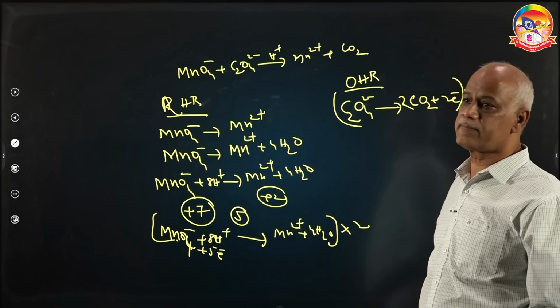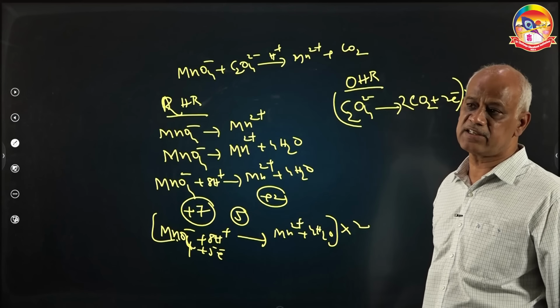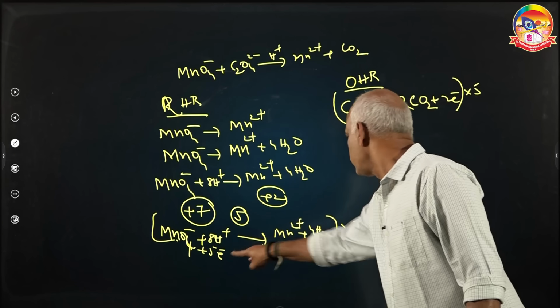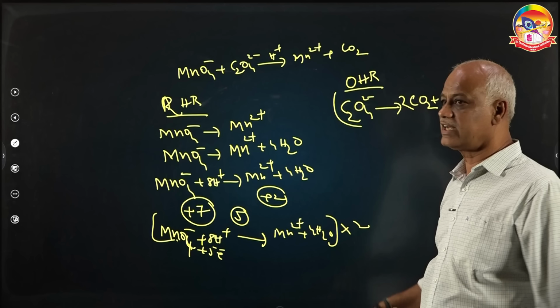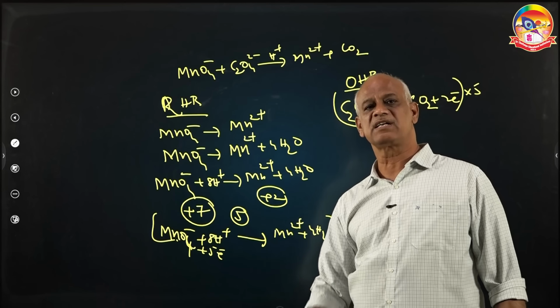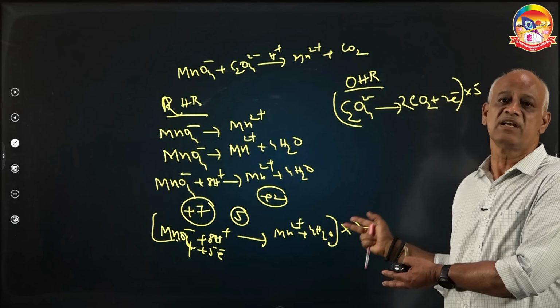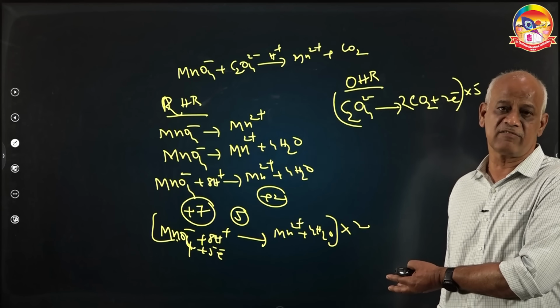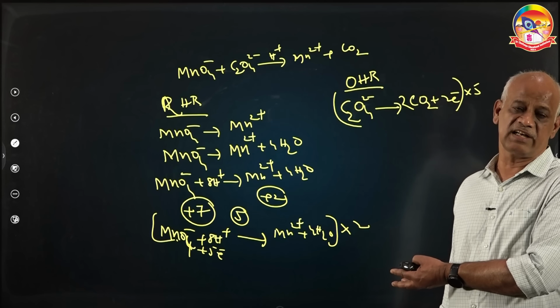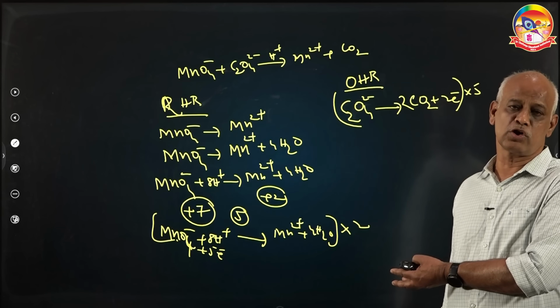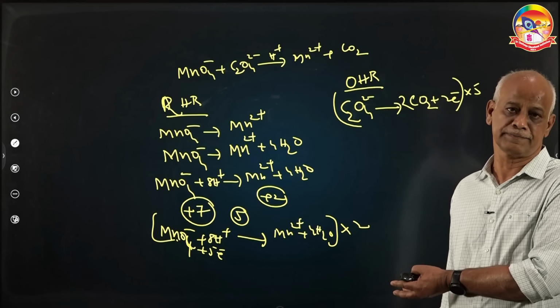How many total electrons are participating in the stoichiometric equation? 5 2s are 10, 2 5s are 10. The total number of electrons participating in the reaction is 10. They may ask you questions here. How many H plus ions in the net equation? How many electrons in the net equation? The stoichiometric coefficients and so on.